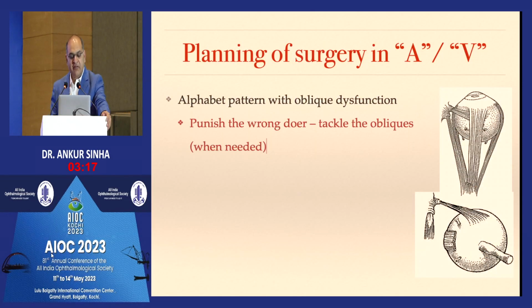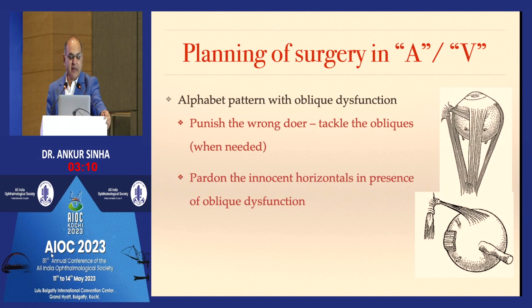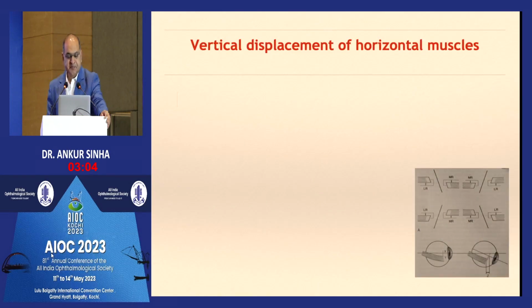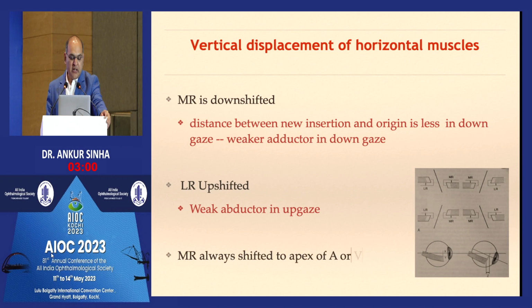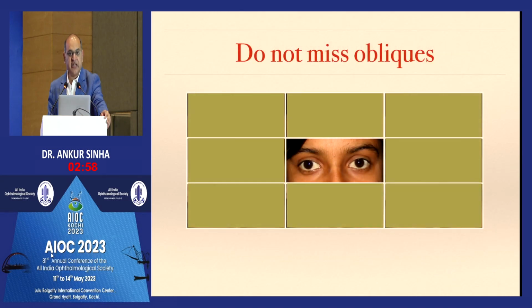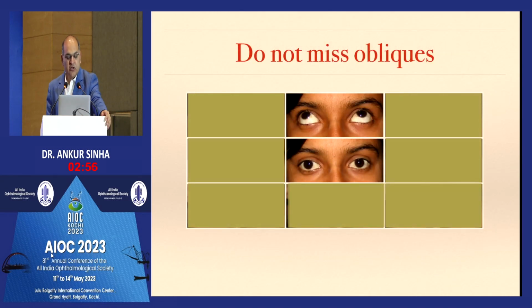So whenever you have oblique overactions, try to operate on the muscle which is responsible for this A and V pattern. If it is an oblique overaction, try to operate the oblique rather than displacing the recti muscles up or down. Whenever we think of shifting the muscles up and down, it is the medial rectus which is always shifted towards the apex of A or V. Do not miss the obliques.